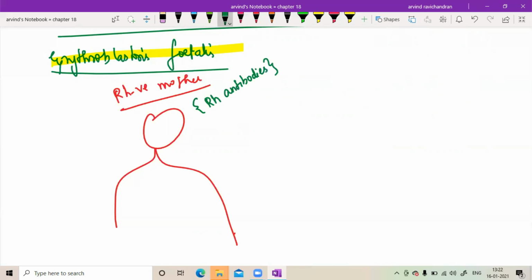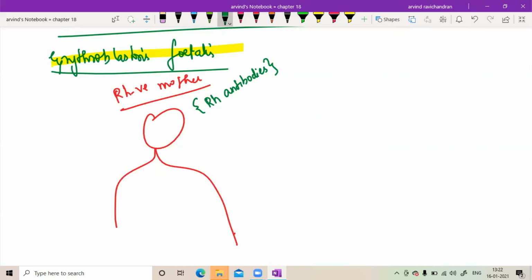Right? When I say in the plasma she has antibodies, it does not mean the antibodies are flowing. Once the antigen is exposed, these antibodies will be activated. So all these will be in an inactive form, hidden somewhere. Once the antigen comes, all these will be activated. So the Rh negative mother has some antibodies that keep circulating in the blood in an inactive state. Once exposed to Rh antigen, they will show their action.